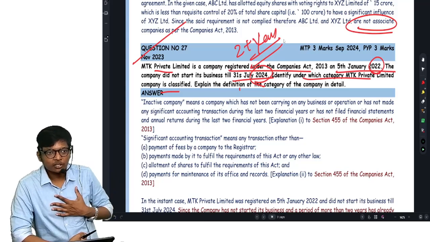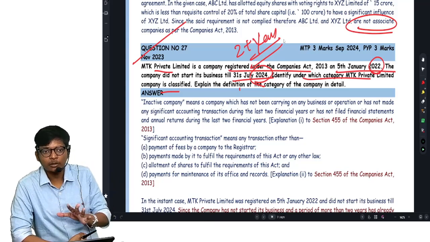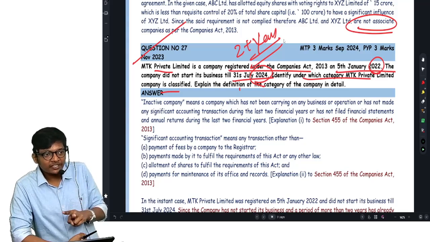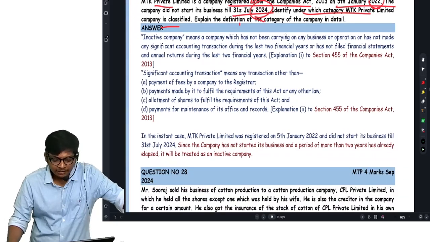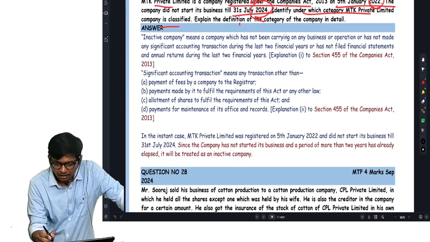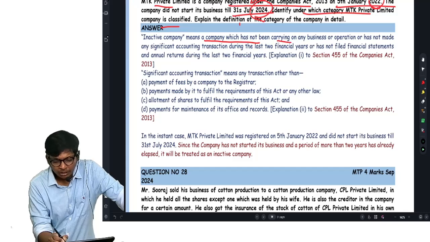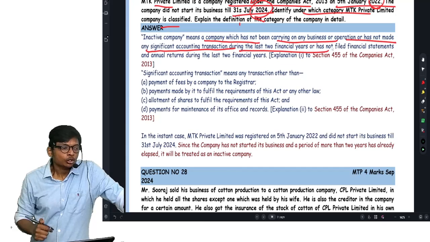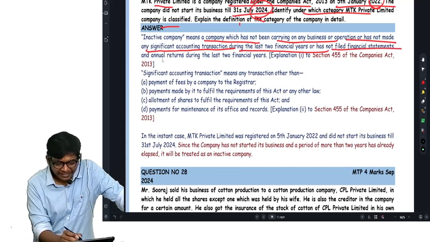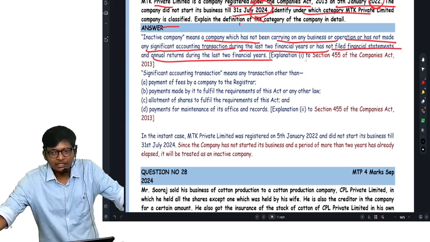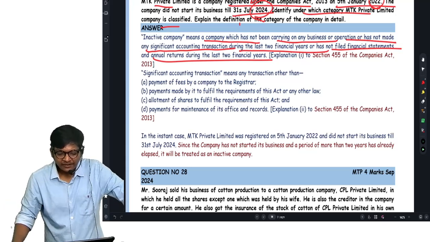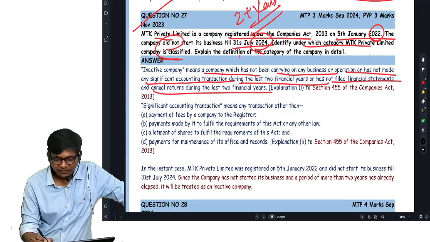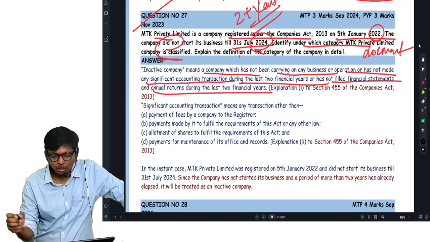Just because you have not done business for 2 years, you don't become a dormant company. You should have not filed an annual return and FS for 2 years. That's what the provision says in the book. Look at this. It says a company which has not been carrying on business or not made any significant accounting transactions during the last 2 financial years, or has not filed FS or annual return during the last 2 financial years. Here, whether they filed or not, we don't know, but they have not carried on business for 2 years. Therefore, it will be called a dormant company.